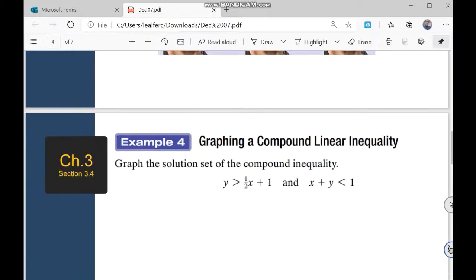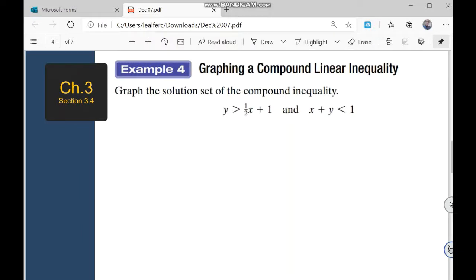Okay, moving on. Now let's work on an example. We will graph a compound inequality, which is the solution set of this compound inequality here. Let me know if you have any complaints, questions, or comments, anything that I'm doing that you're not understanding. Type here in the chat box. Don't let me go too fast if you're not understanding something.